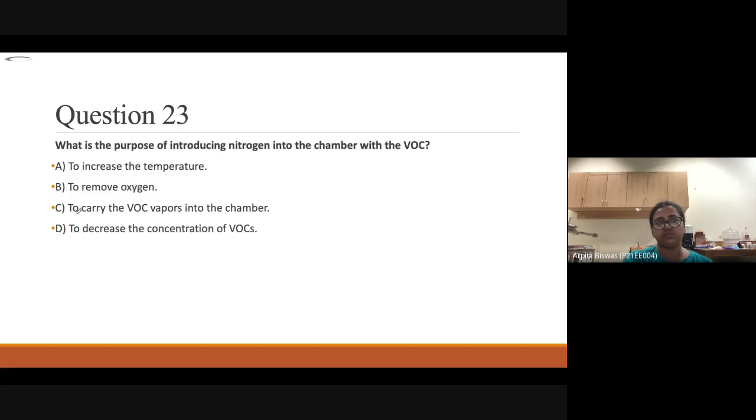This is question number 23. What is the purpose of introducing the nitrogen into the chamber with the VOC? The first option is to increase the temperature. The second option is to remove the oxygen. The third option is to carry the VOC vapor into the chamber. And the fourth option is to decrease the concentration of the VOC.